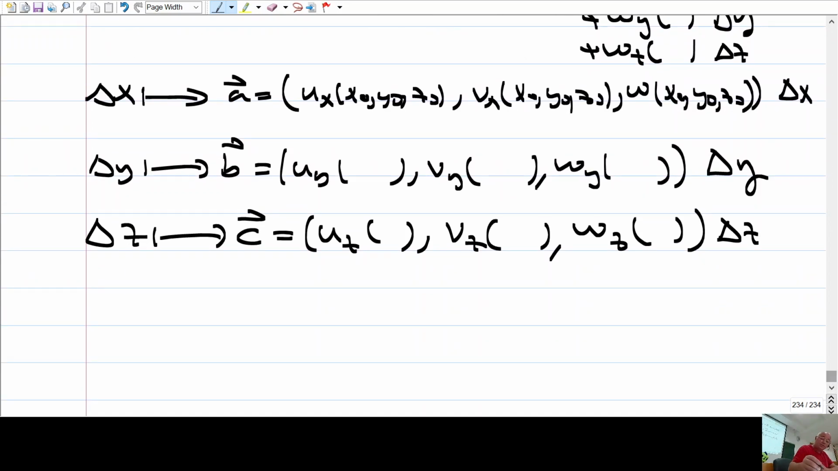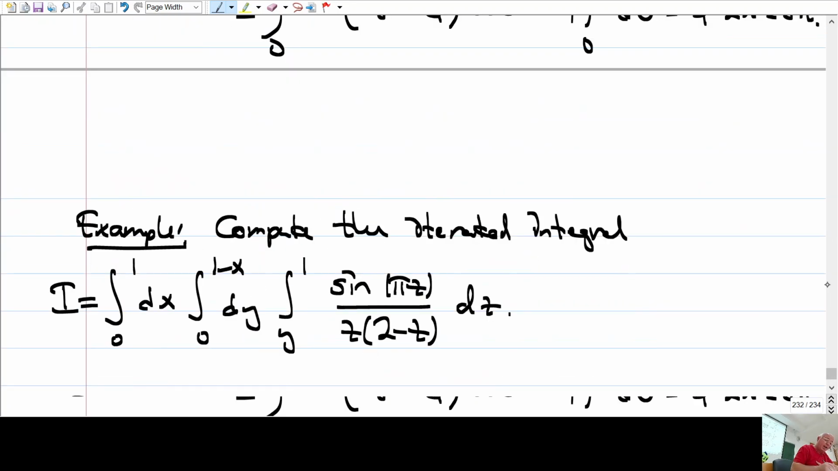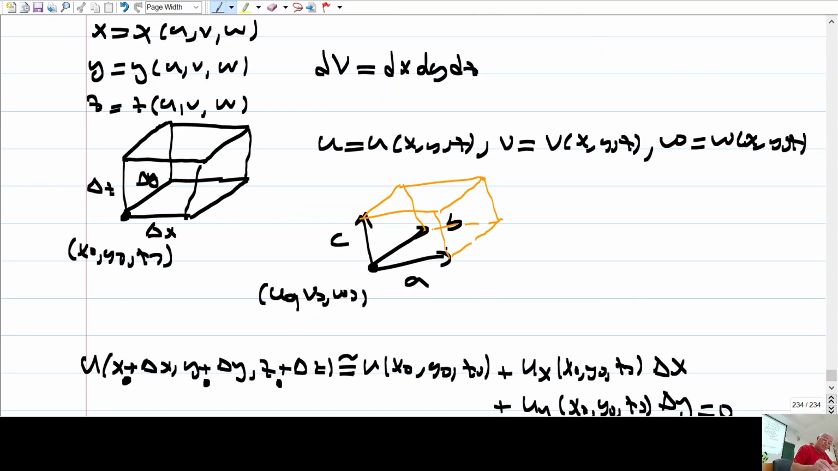So volume is changed how much? dv, which was delta x, delta y, delta z, is changed to what? The volume of the parallelepiped. What is the volume of this parallelepiped? What is the volume of this object? Well, if you have three vectors forming a parallelepiped, what was the volume? Volume is the determinant. Which determinant?